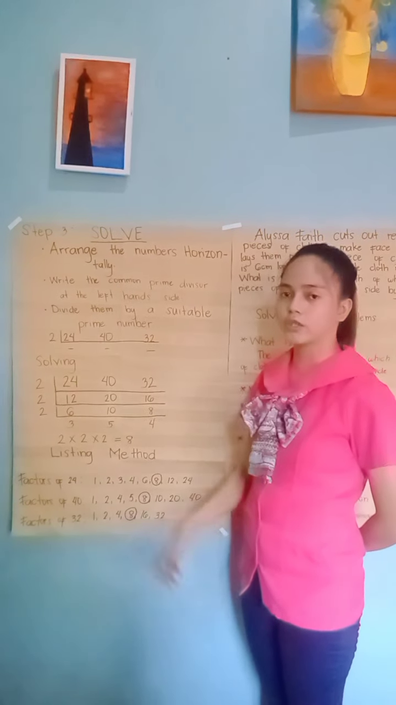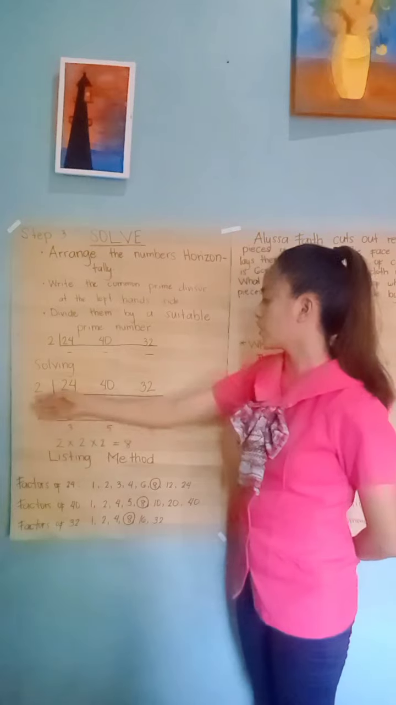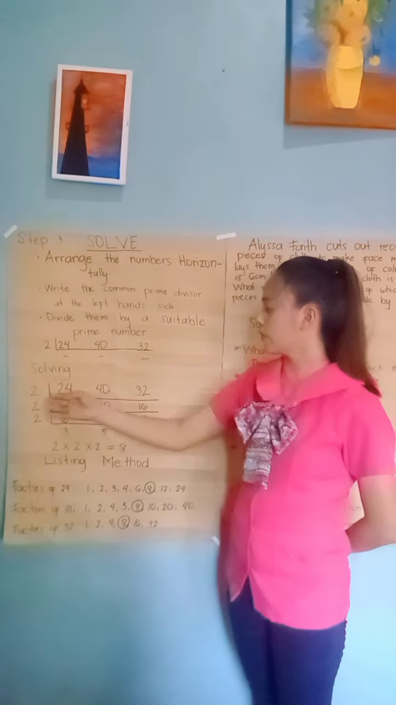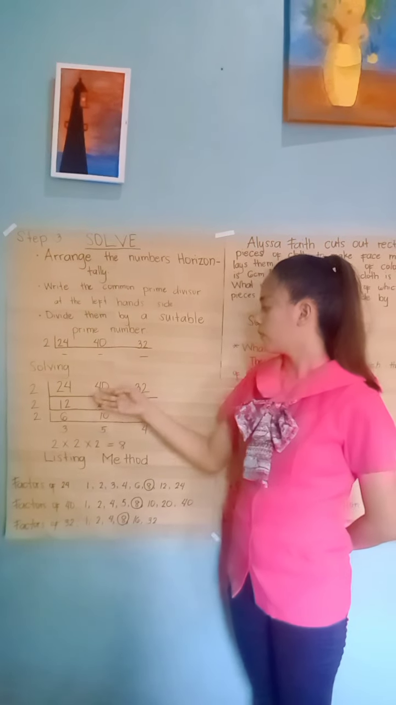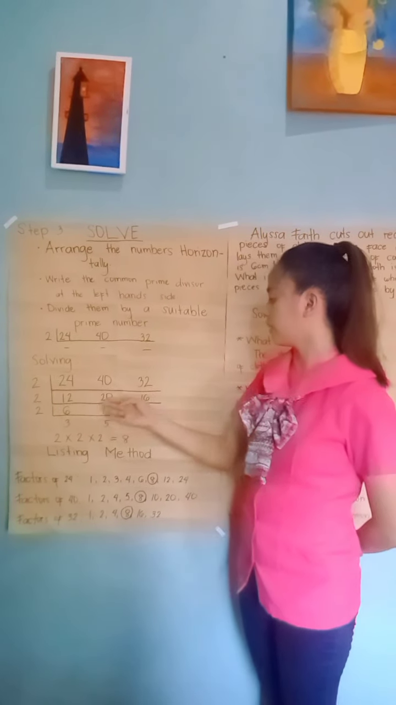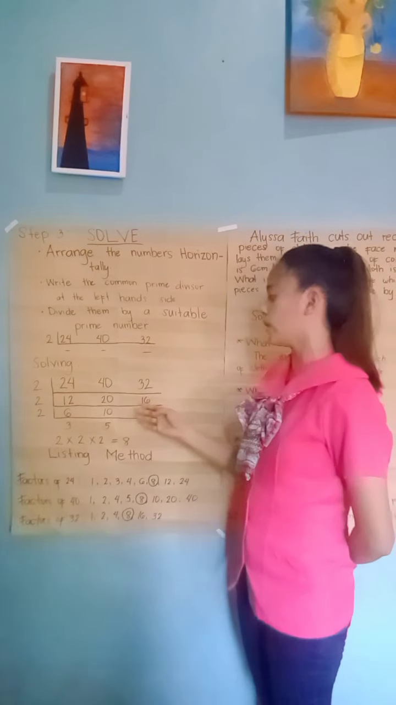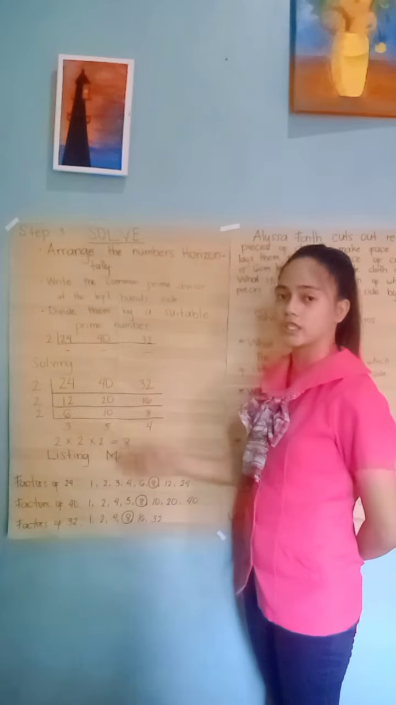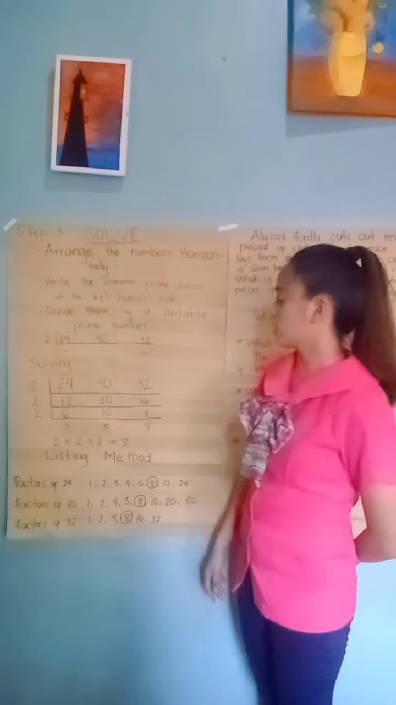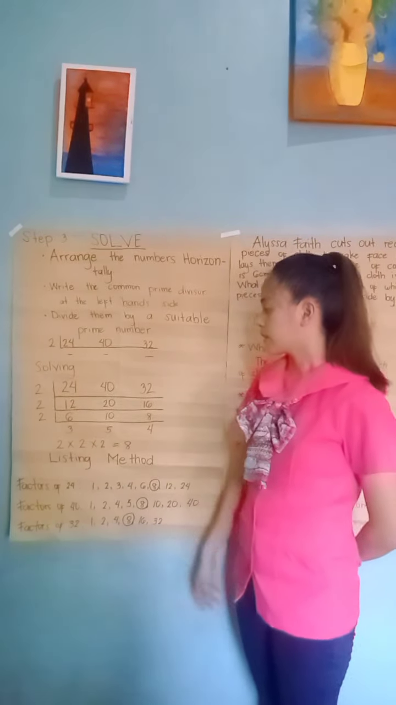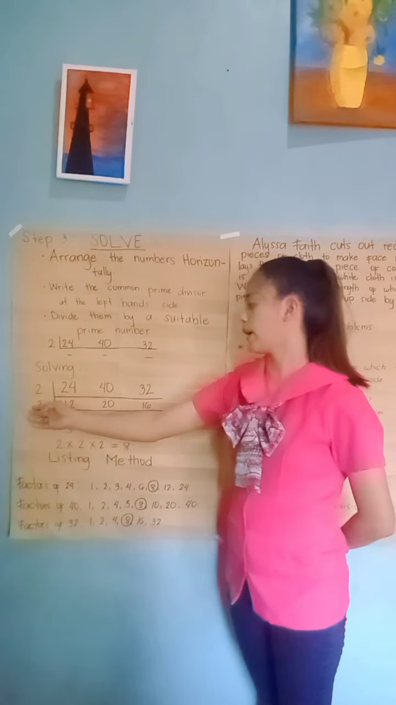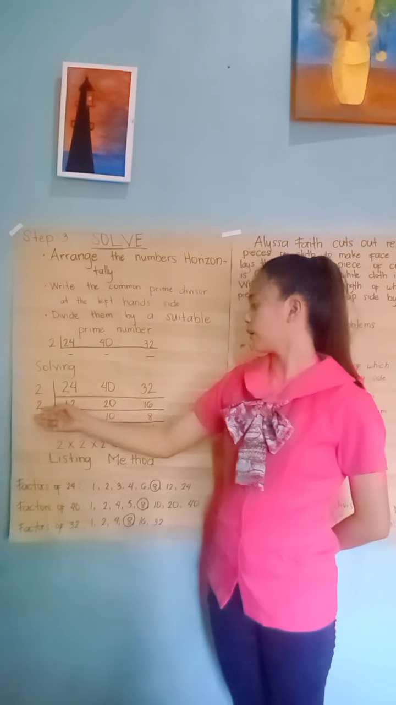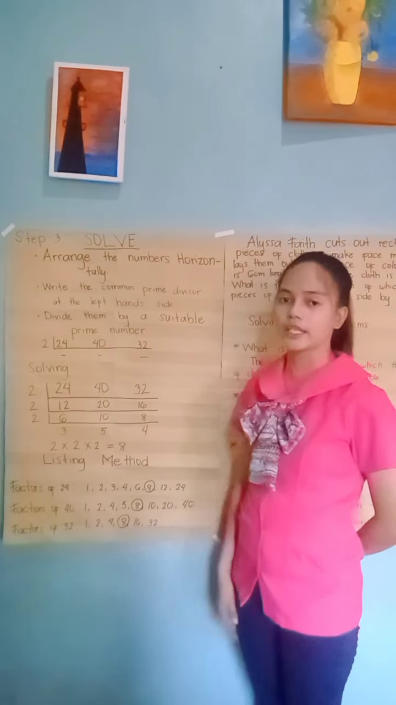24, 40, and 32 are divisible by 2. Let's use 2 as our prime common factor. So, 24 divided by 2 is equal to 12. 40 divided by 2 is 20. 32 divided by 2 is 16. Since 12, 20, and 16 are divisible by 2 again, let's use 2 again. So 12 divided by 2 is 6, 20 divided by 2 is 10, 16 divided by 2 is 8.